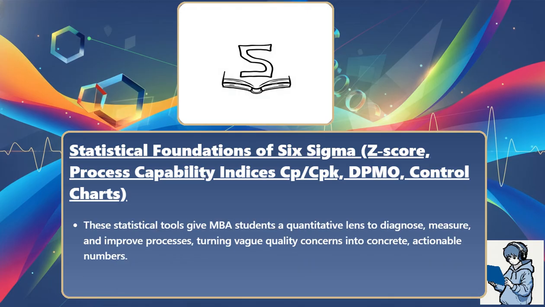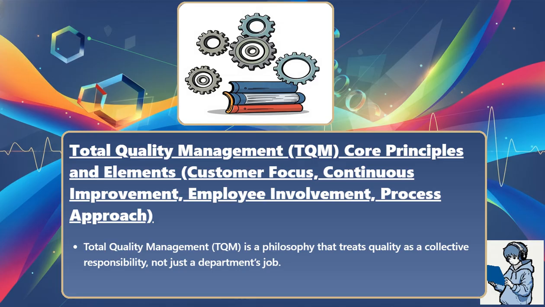These statistical tools give MBA students a quantitative lens to diagnose, measure, and improve processes, turning vague quality concerns into concrete actionable numbers. Total Quality Management, TQM, is a philosophy that treats quality as a collective responsibility, not just a department's job. Its core principles can be remembered with the acronym CCEP.